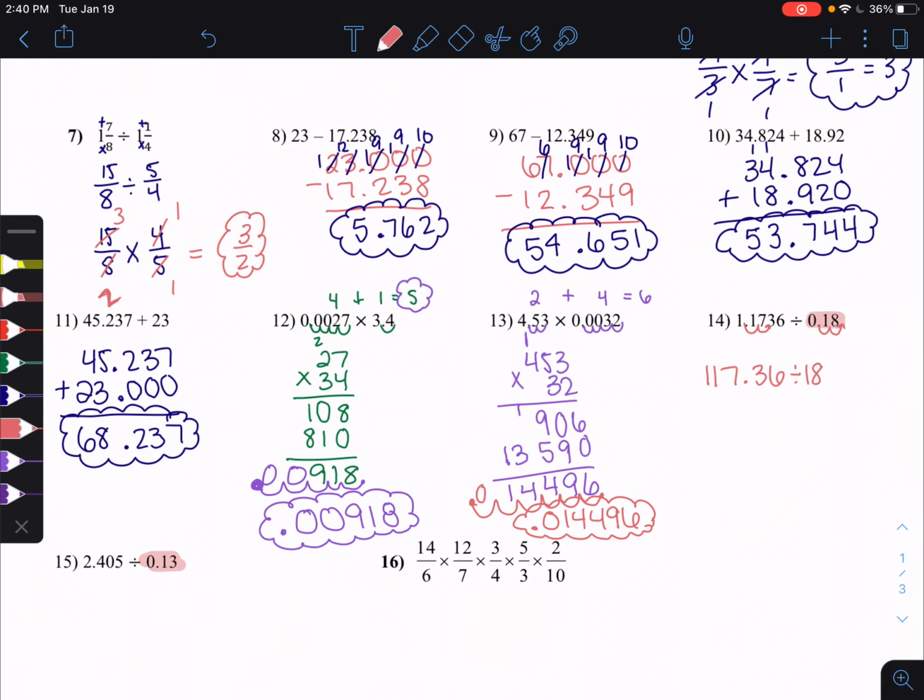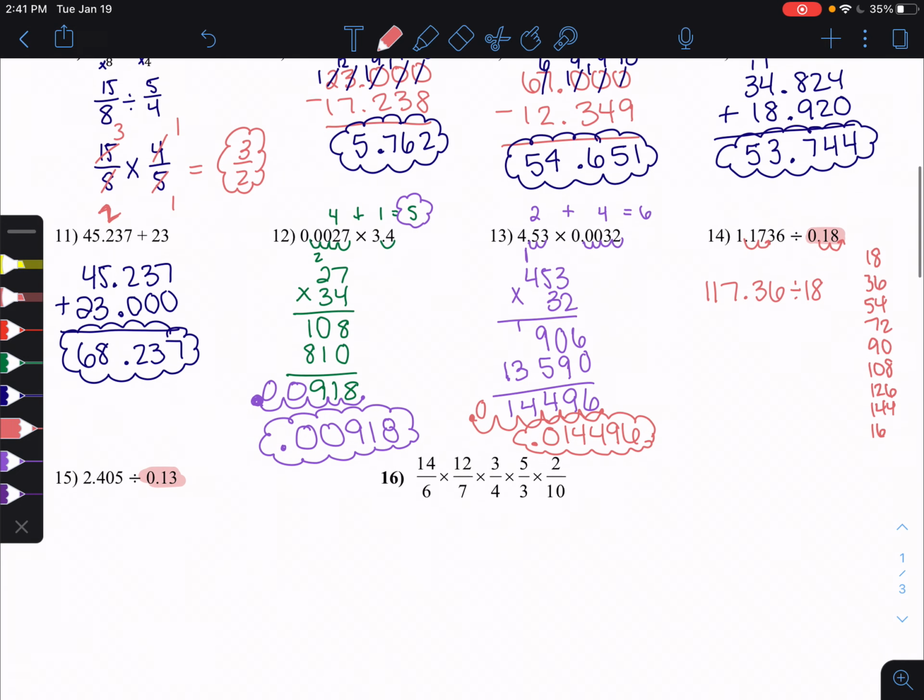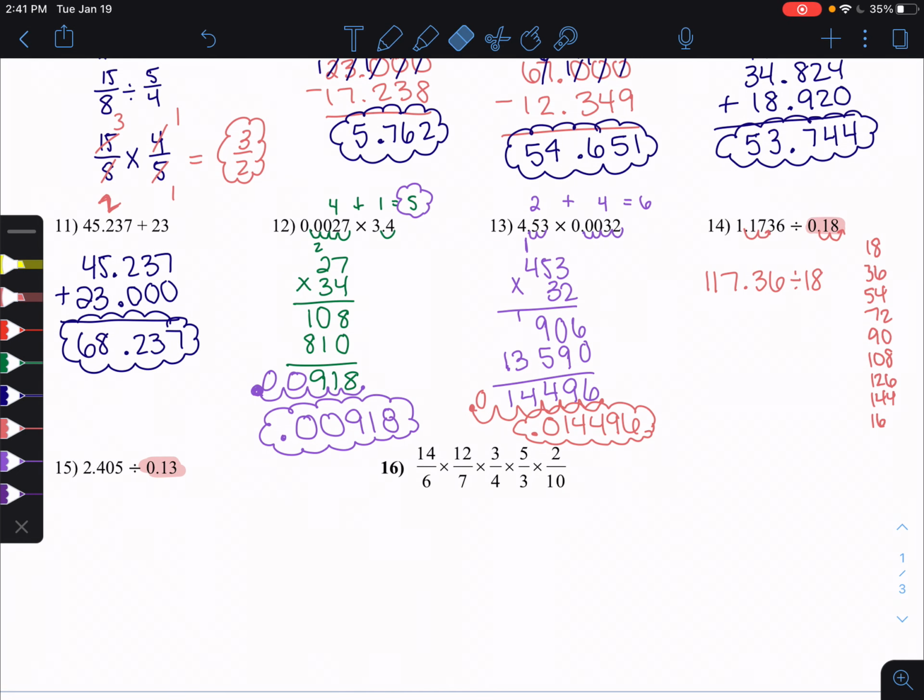So it's going to be 18, 36, 54, 72, 90, 108, 126, 144, 162. I think that's all the way to 9. Yes, so 162 is 9.